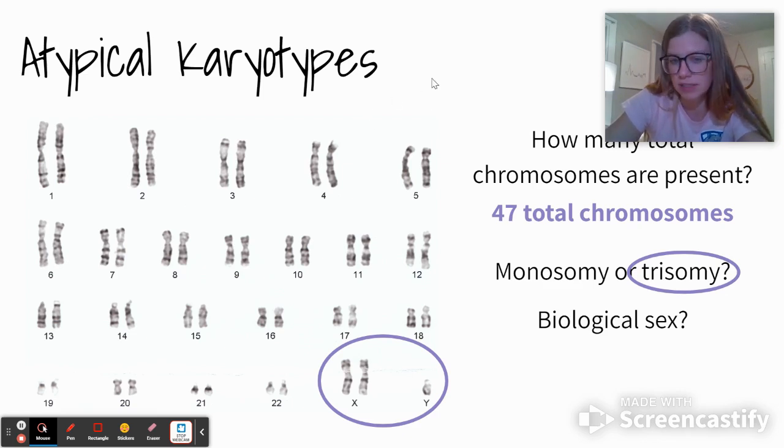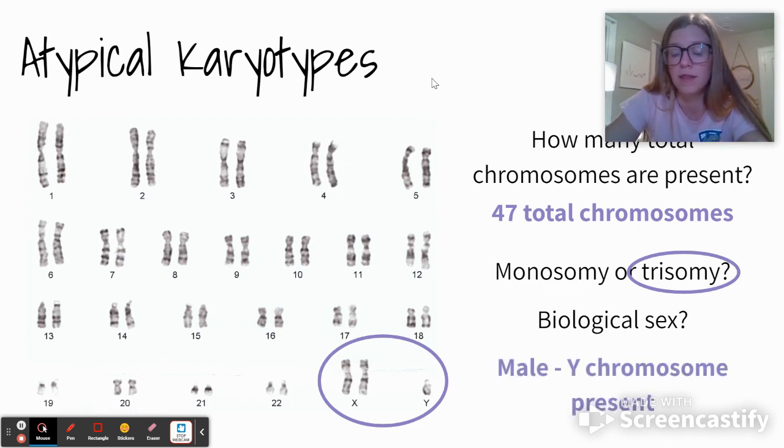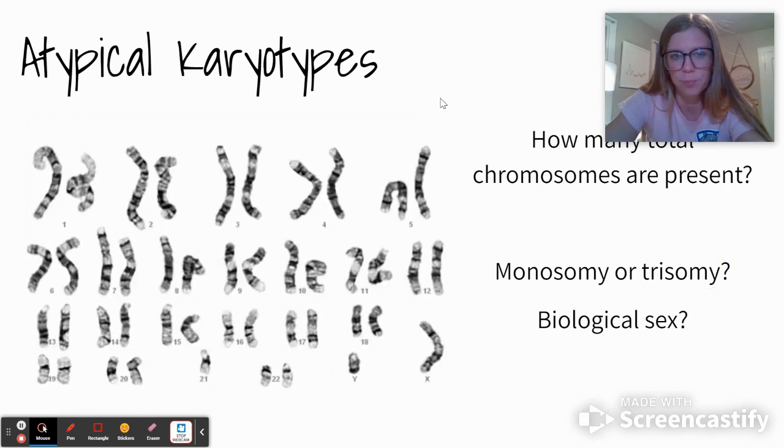Lastly, the biological sex of this individual. Think back to what we've said in the past about how to determine biological sex. This individual would still be presenting as an anatomical male because they have the Y chromosome present. And if that SRY gene is present on that Y chromosome, they're going to express the male anatomy. So we would determine this person is a biological male, even though they have two X chromosomes, which are typically only seen in females. But since we have that Y present, we determine them as a biological male.